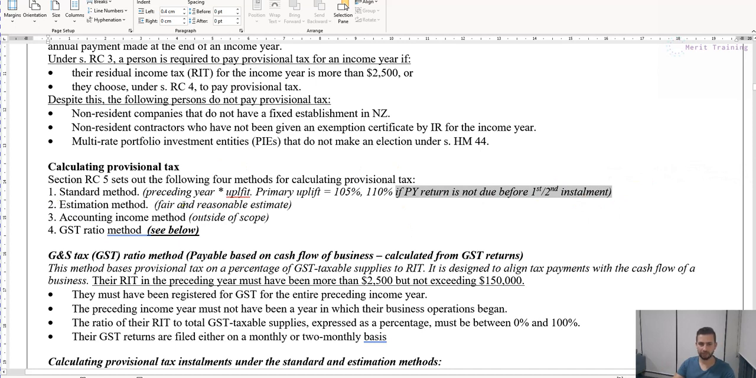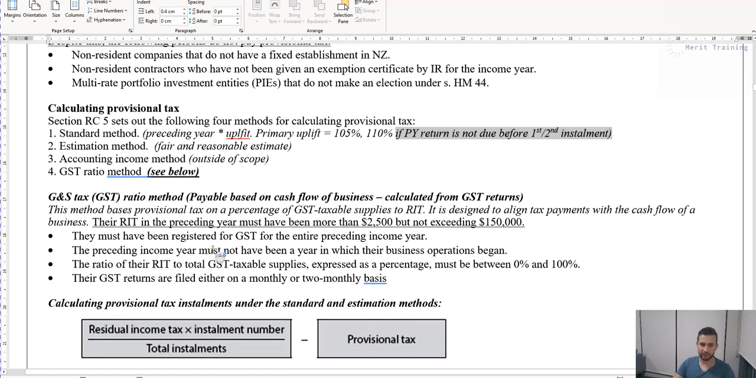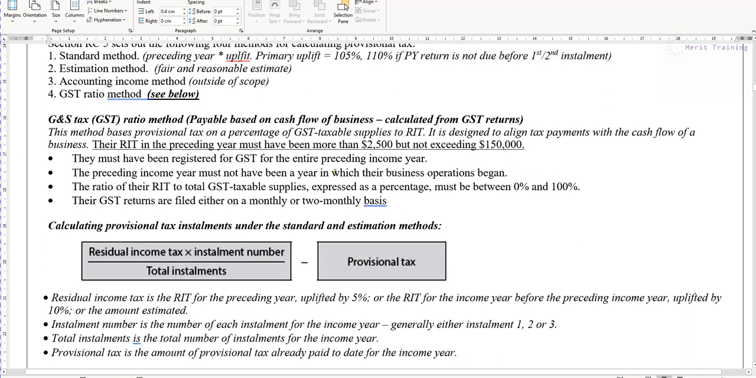Next is the estimation method, which is basically, as long as it's a fair and reasonable estimate, that is valid. And the third one, which is out of scope, so don't worry about this one too much, is the accounting income method, just paying based on your accounting. And then finally is the GST ratio method, which we discuss in detail down below. So this is the GST ratio down here.